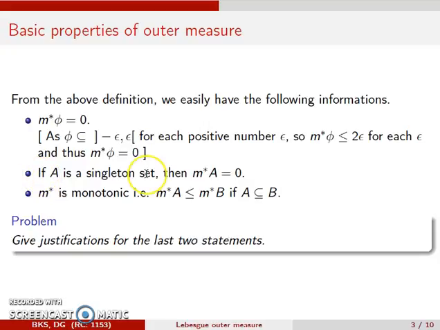If A is a singleton set, then m star of A is 0, and the outer measure m star is monotonic. That is, m star of A is less than or equal to m star of B if A is contained in B, where A and B are subsets of R. Here the results can have a problem. Please give justifications of the last two statements.